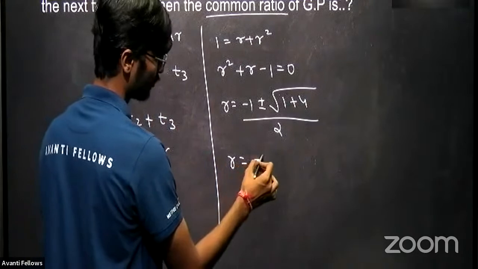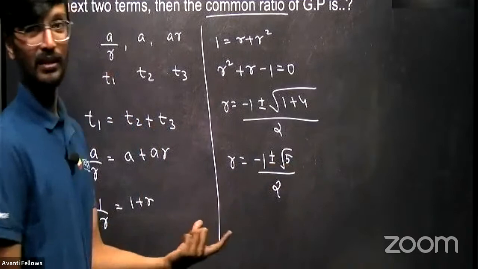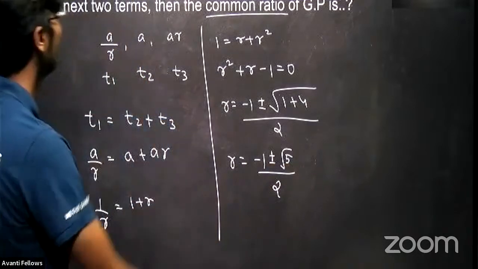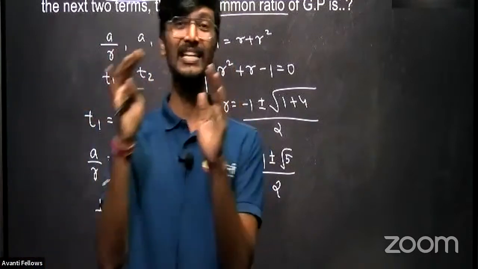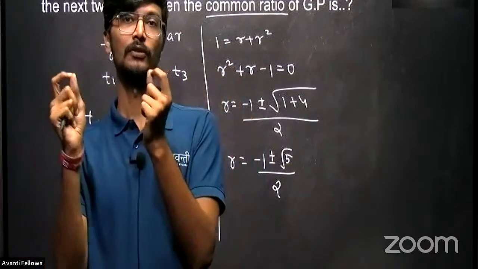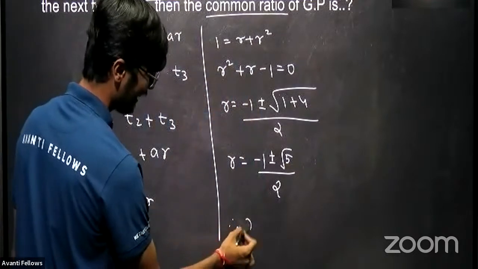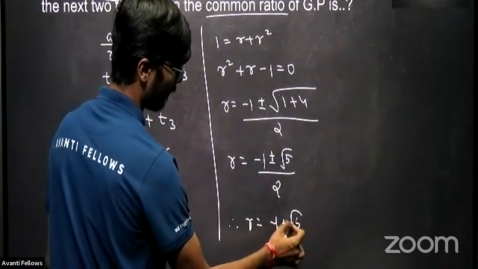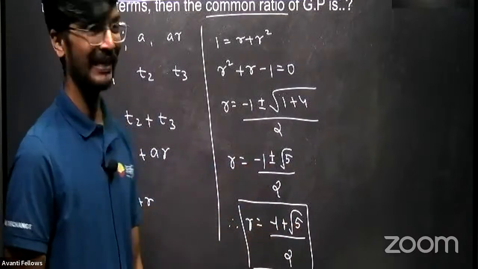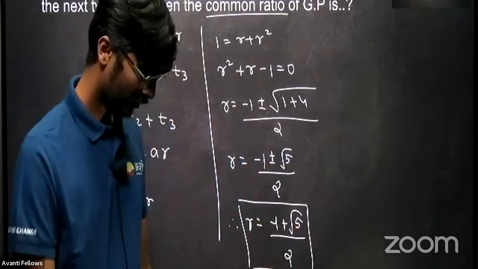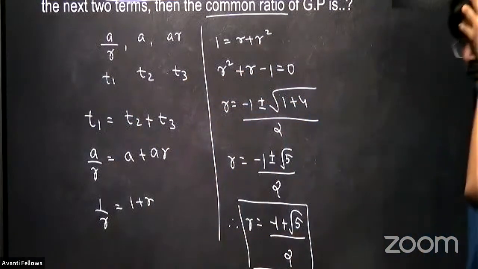So I got r equals (-1 ± √5)/2. Now remember, there are two values of r, but they have given positive terms. That means all the terms in the GP are positive. If all the terms are positive, that means r cannot be negative. So my final r would be positive, which is the plus part, not the minus one, because the negative one will make it negative. This is the value of r: (-1 + √5)/2. Clear?